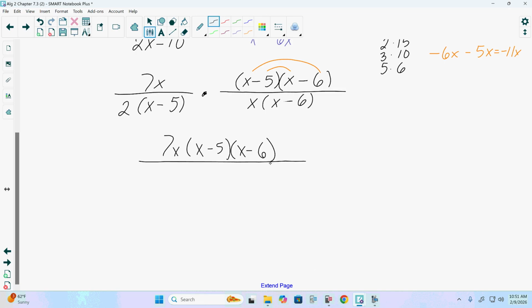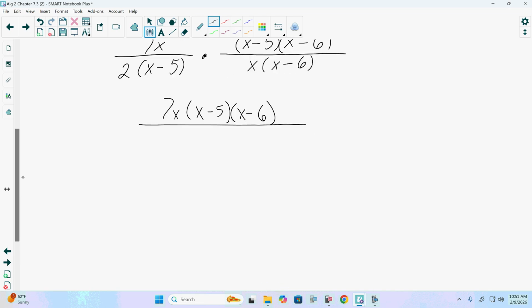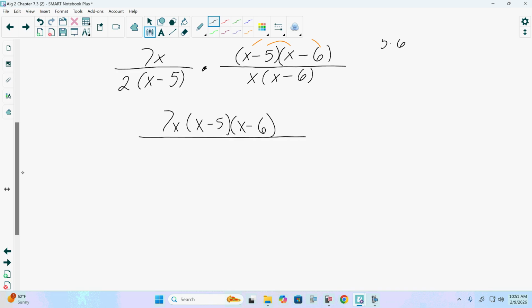Now on bottom, we don't actually have our monomial terms outside of the parentheses together, because one of them is 2. And what's our other one? X. Because our 2 times x would give us 2x. They're outside the parentheses, they're being multiplied, so we'll put them together. And it's being multiplied by x minus 5 and x minus 6.